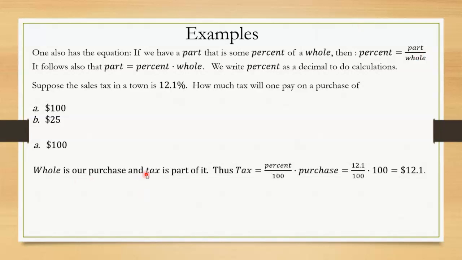Whole, again, is our purchase. Tax is the part of it. So I think I messed that. No, this is right. So here we have 100, right? That should be tax over 100 equals percent. Oh, no, I see what I did.